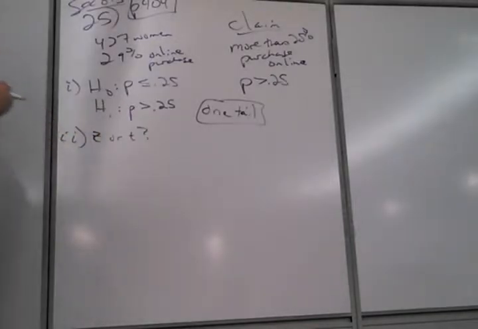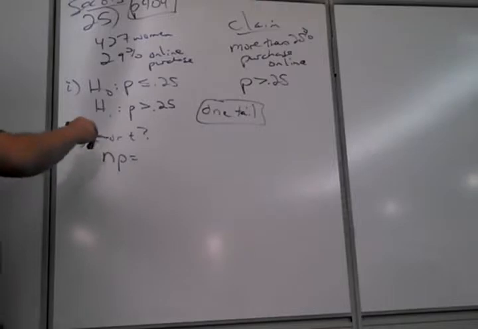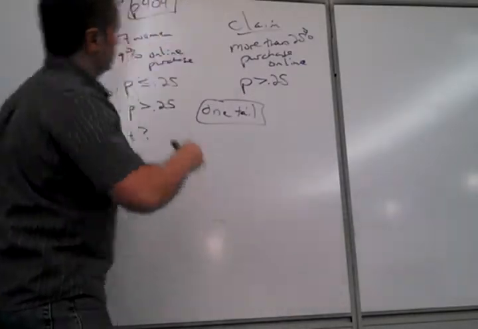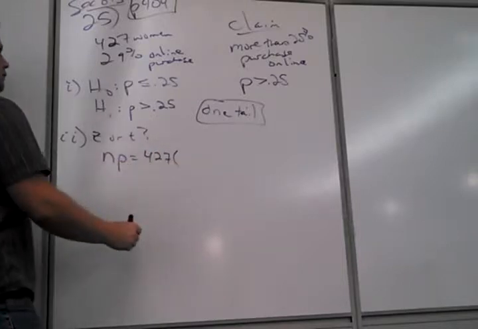What do we have to check in this case? n is greater than 30. np. Yeah, it's an npq problem. I got to check to see if np and nq are bigger than 5. So what's np? What's n? Is that 427, Jeff? So 427, what's p?